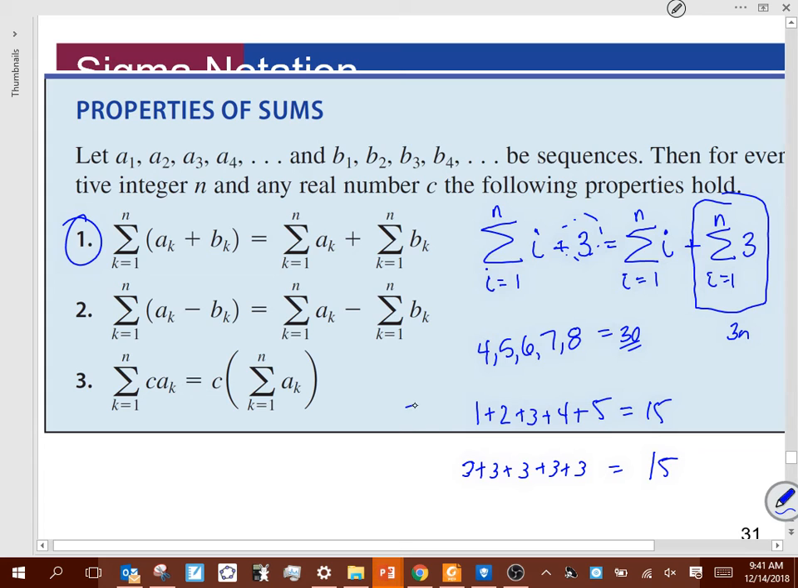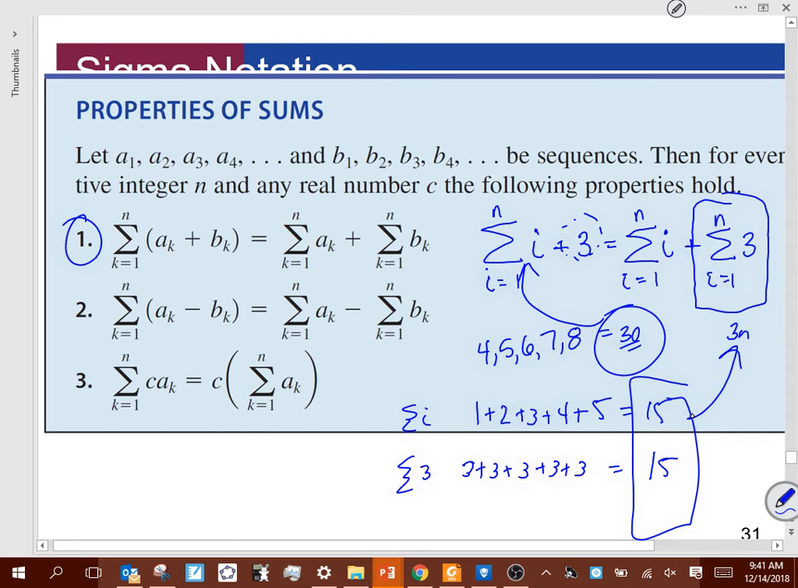15, right? So this was the sum of I. This was the sum of 3. If you add those two things together, does it give you the same thing as that? Does that make sense? So this 30 came from that side. This 30 came from that side. They equate, right? So we can do that. We can break them apart into individual sums and then add those individual sums together. You can do the same thing with subtraction.